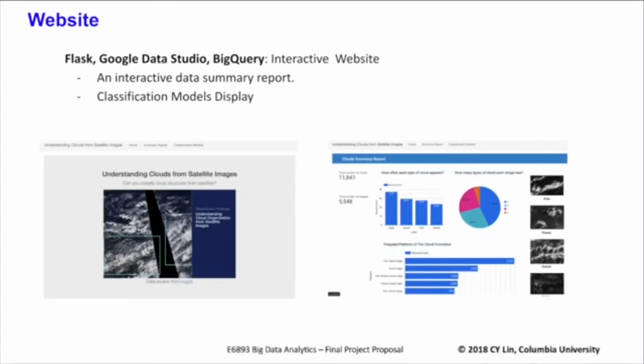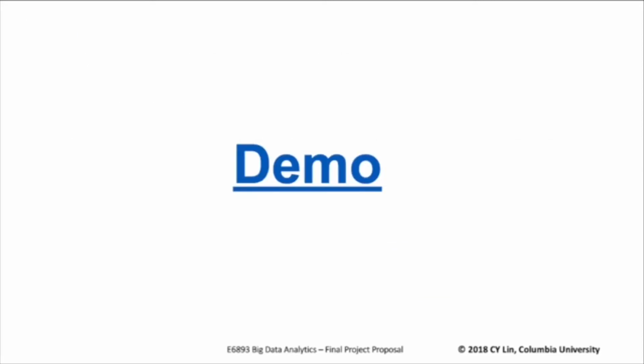After building the model, we used Flask, Google Data Studio, and BigQuery to build an interactive website to present our project result. This website includes two features. First is an interactive data summary report. Then users can upload a cloud image to experience how our model works. Next, let me show the demo of our web application.